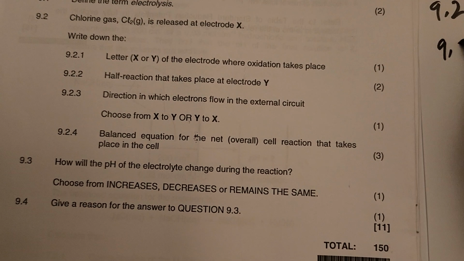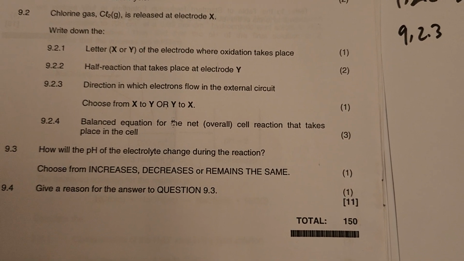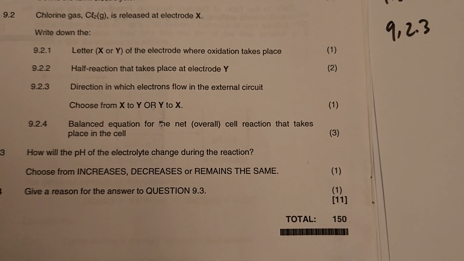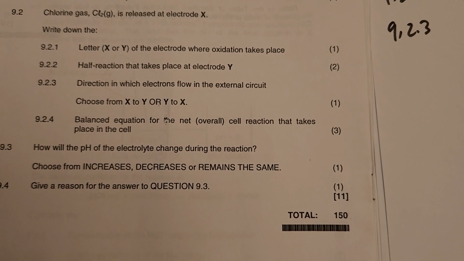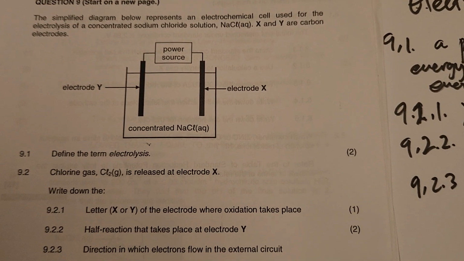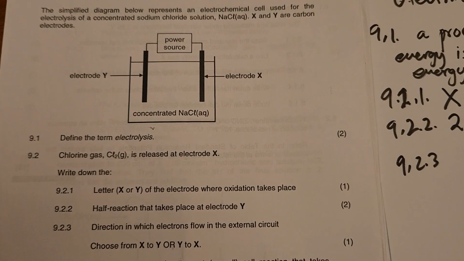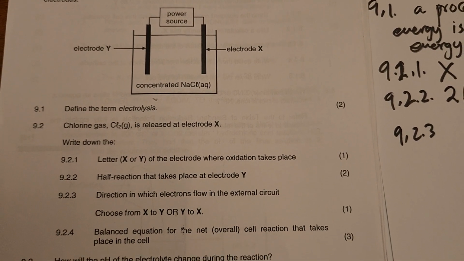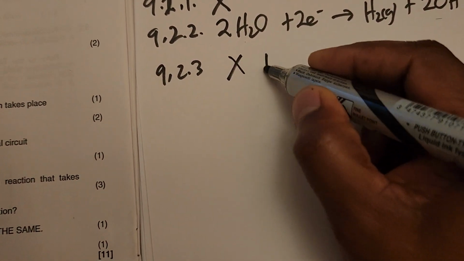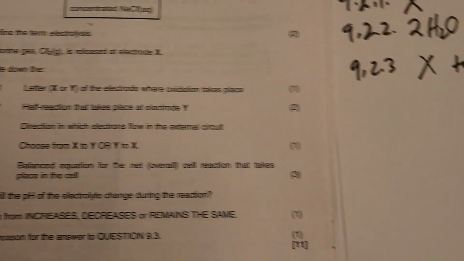9.2.3, they say to us, write down the direction in which electrons flow in the external circuit. We know generally the electrons flow from anode to cathode, meaning that if electrode X is where oxidation is taking place, it is the anode, therefore Y is the cathode, therefore electrons will be flowing from X to Y. So you tell the examiner that according to my knowledge, this will be from X to Y.